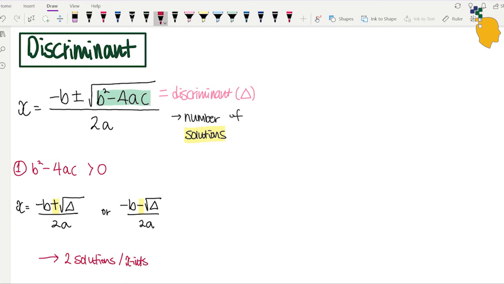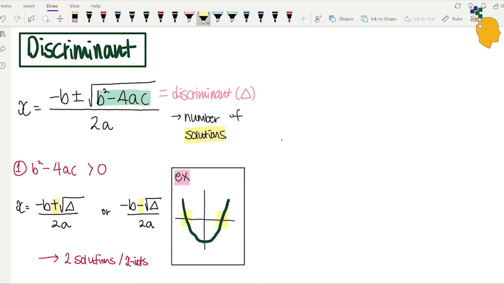And on your graph, it'll look like this. It will cross the x-axis twice.